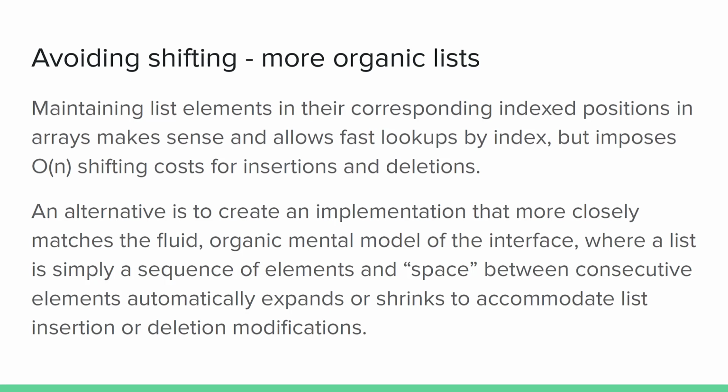If you're familiar with array-based lists, you know that they have strengths and weaknesses. An array-based list has the advantage of fast lookups of elements by their index positions, but a weakness is that there's a big O of n shifting cost for any insertion or deletion in the list other than at the very end. So an alternative to avoid that shifting cost is to create a structure that more closely matches the very flexible mental model of the interface, where a list is simply a sequence of elements, and elements can be inserted or deleted without any need to shift anything.